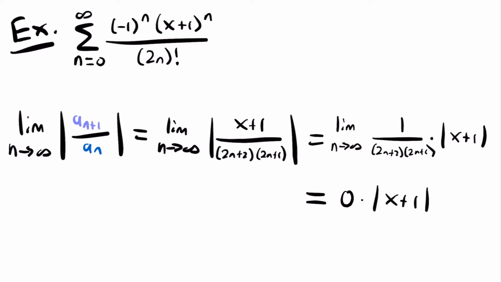All right. Now, anything times 0 is going to be 0, right? And so this absolute value of x plus 1 is going to be completely eliminated. It doesn't even need to be there. So this limit is now just equal to 0 because anything times 0 is 0. And so what we find here is that this limit for the ratio test for our power series is equal to 0, which is less than 1, which means that our series is a convergent series.